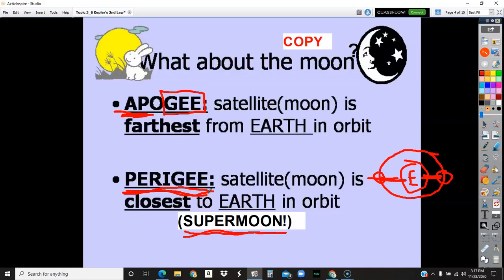But anyway, if it happens to be a full moon and the moon is at its closest point to the Earth, it's going to look bigger. They call that a supermoon. So apogee, again, A, away, furthest from the Earth, and perigee, closest to the Earth.